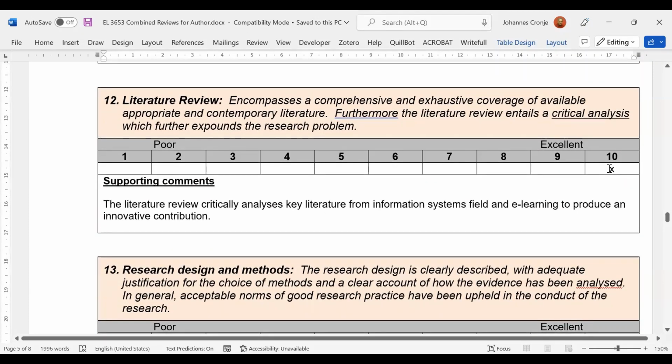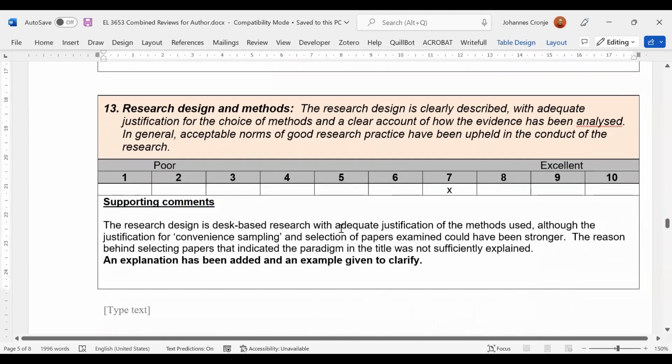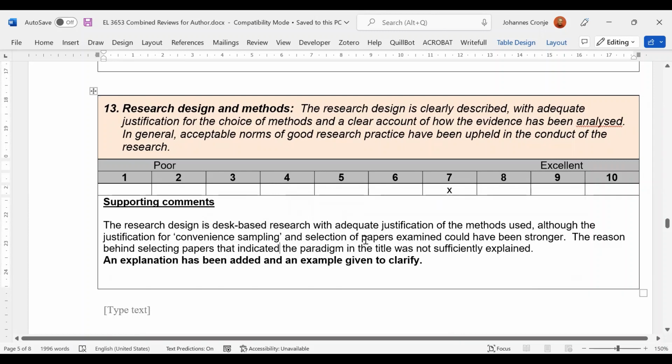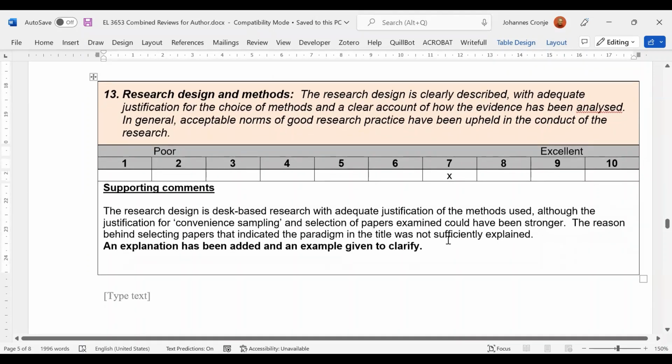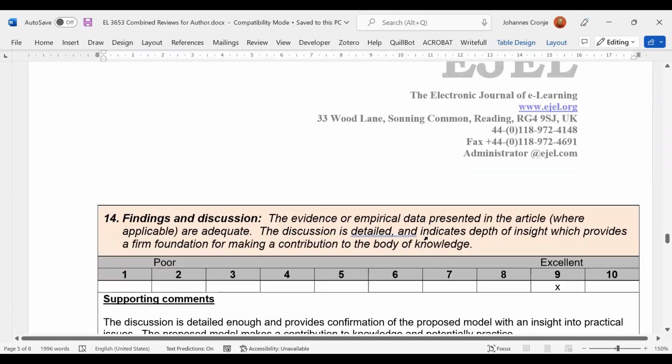Literature review, I get full marks for, and he says that's good. But then when we get to research design, he calls it desk-based research, which is very useful, adequate justification, but he says I must justify convenience sampling and papers better, and I must give the reason why I did it. And so I added all that. And I say here an explanation has been added to clarify.